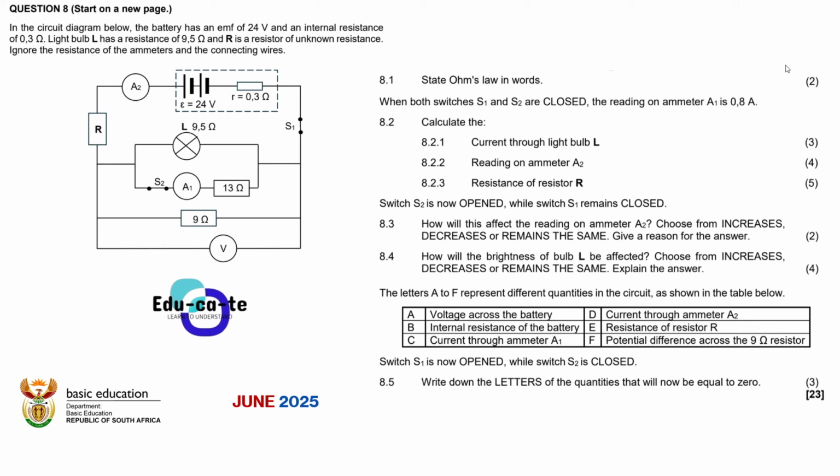In this video, we'll be doing this June 2025 supplementary paper. In the circuit diagram below, the battery has an EMF of 24 volts and an internal resistance of 0.3 ohms. The light bulb L has a resistance of 9.5 ohms and R is a resistor of unknown resistance. Ignore the resistance of the ammeters and the connecting wires.